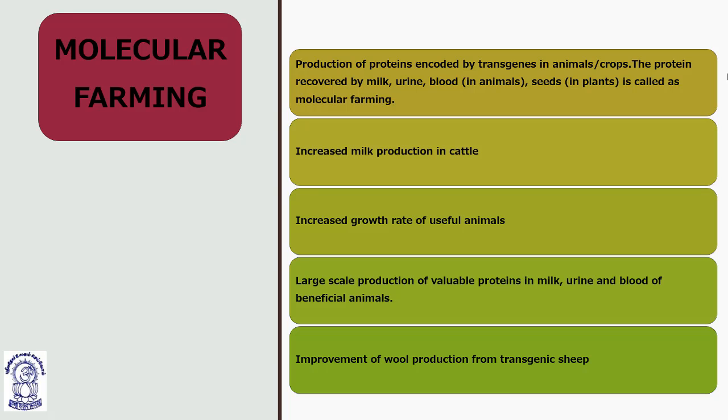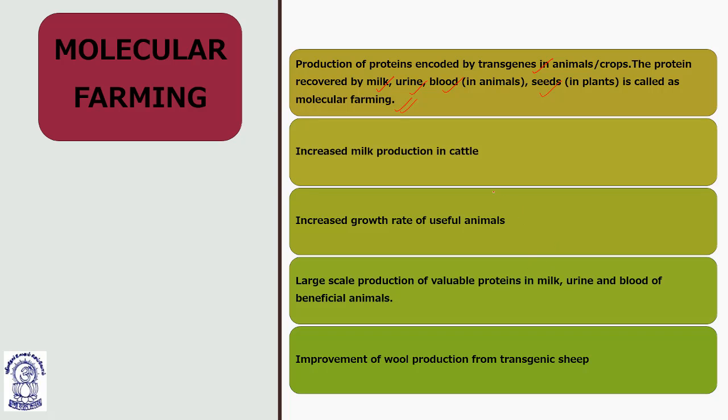What is molecular farming? Molecular farming is basically a technique in which the proteins which are encoded by transgenes in animals or crops are produced. So molecular farming is the production of proteins encoded by transgenes in animals or crops. The protein recovered from milk, urine, blood, seeds is called molecular farming. It is a technique to produce recombinant protein with the help of bioreactors or fermenters.